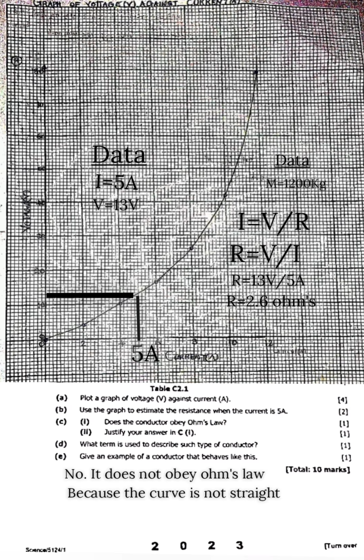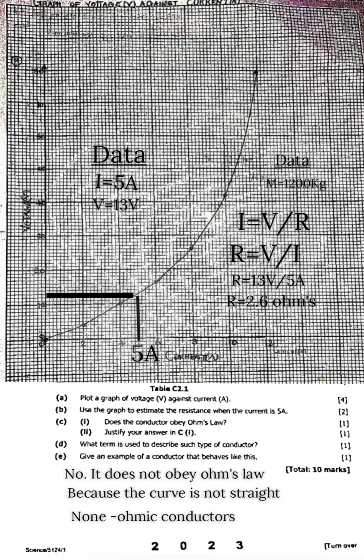Question D reads, what term is used to describe such type of conductor? So, the type of conductor which does not obey Ohm's law, we call them non-ohmic conductors. So, I'm saying non-ohmic conductors.